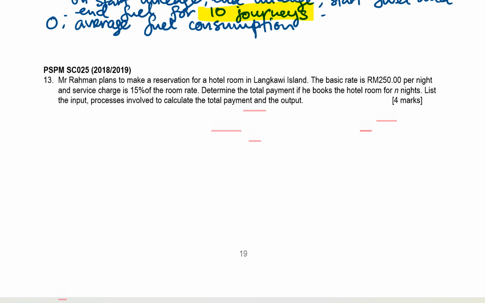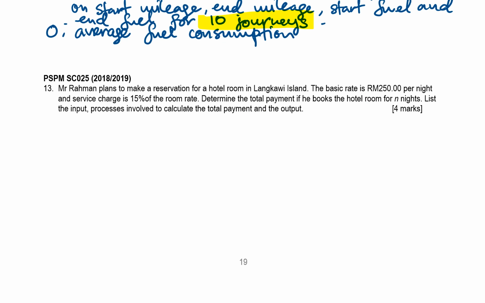Okay, next. We move to question number 13. Mr. Rahman plans to make a reservation for a hotel room in Langkawi Island. The basic rate is 250 per night and service charge is 15% of the room rate. Determine the total payment if he books the hotel for n nights. List the IPO to calculate the total payment of the output.